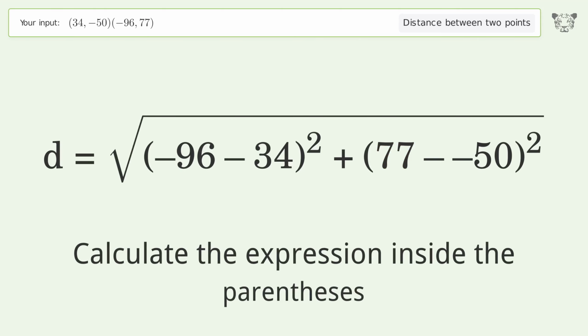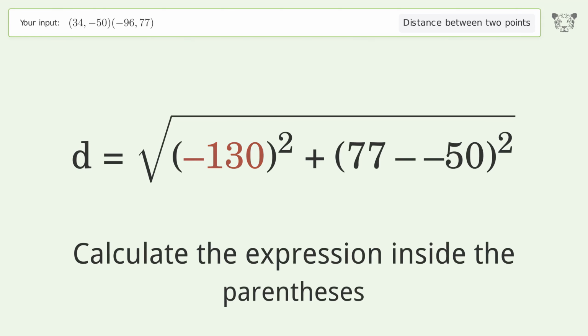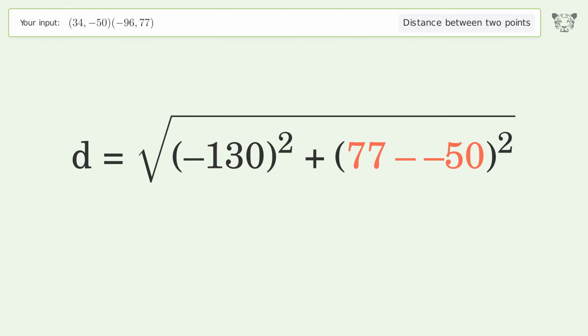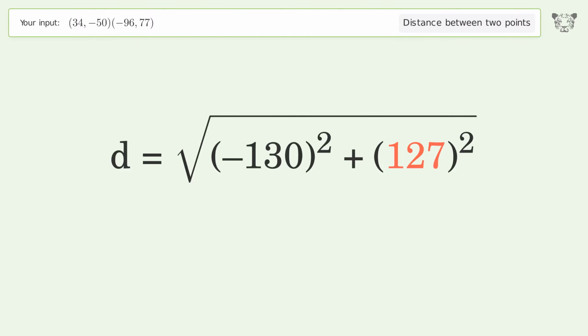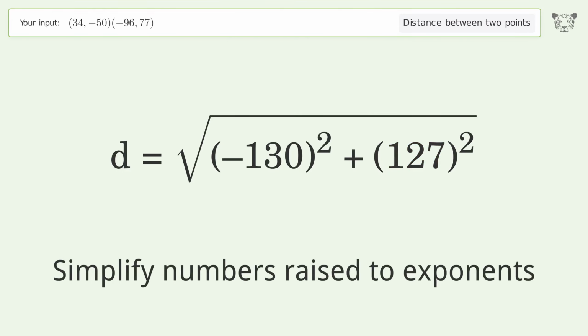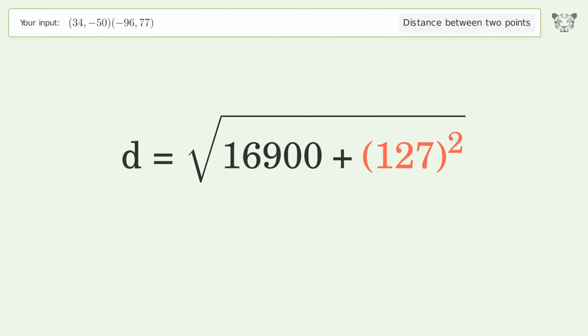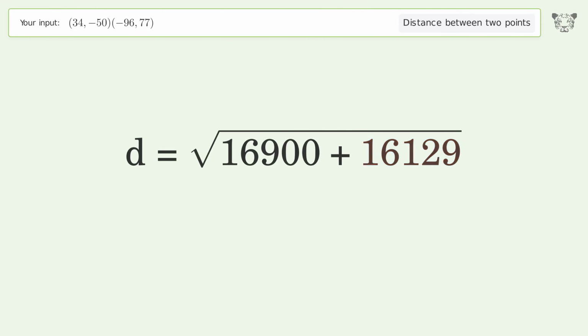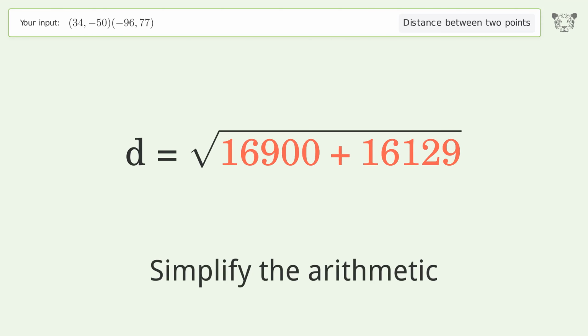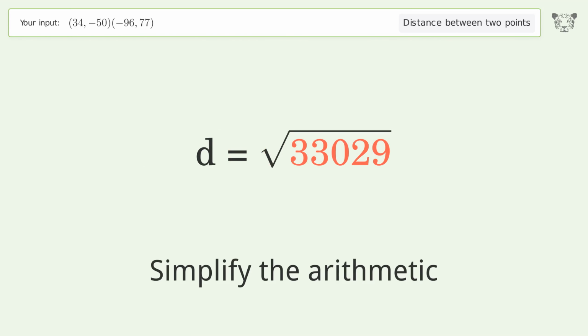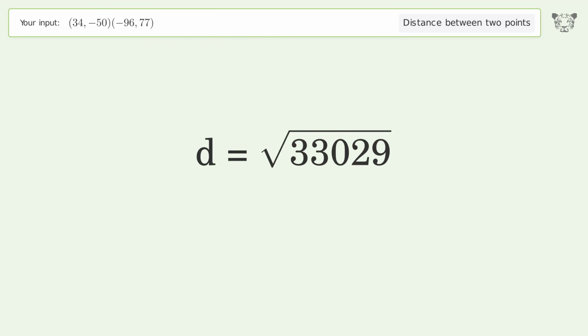Calculate the expression inside the parentheses. Simplify numbers raised to exponents. Simplify the arithmetic. And so the distance between the 2 points is the square root of 33,029 or 181.739.